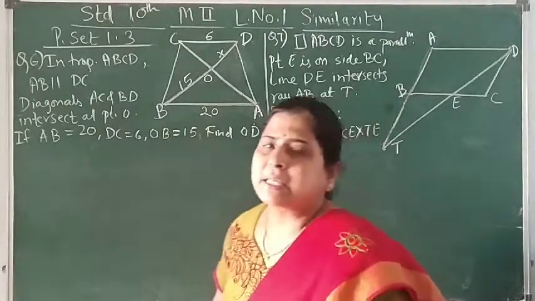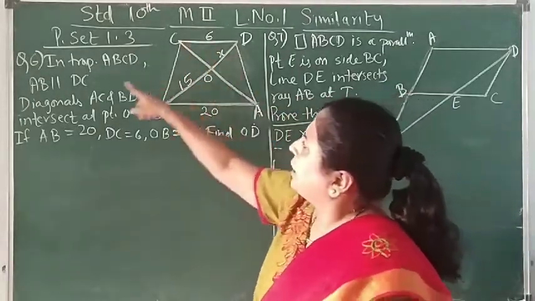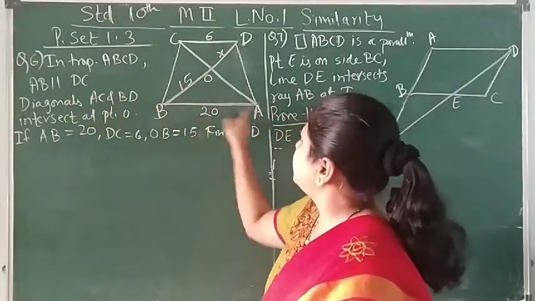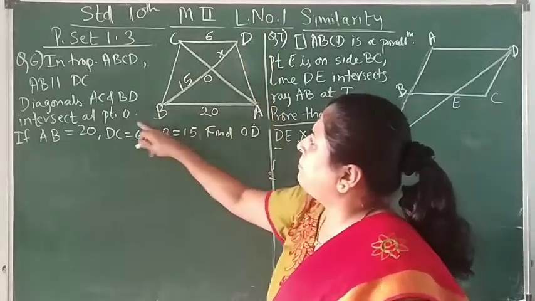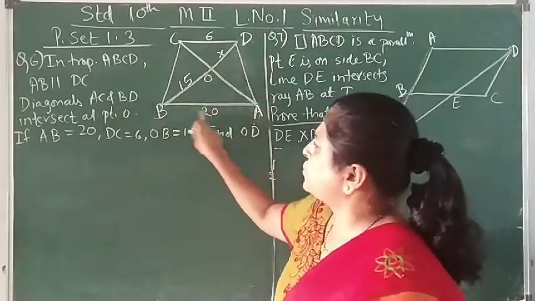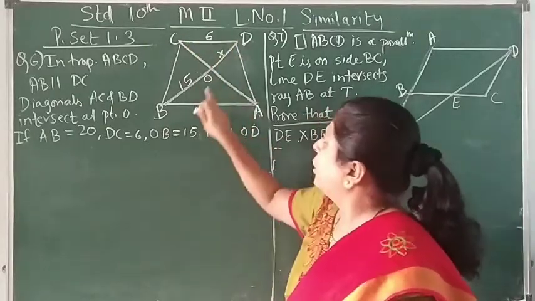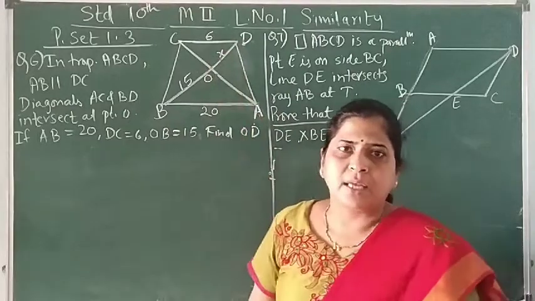Now in question number 6, it is given that in trapezium ABCD, AB is parallel to DC. So this is AB which is parallel to DC. Diagonals AC and BD intersect at point O. If AB is 20, DC is 6, OB is 15, then we have to find OD, which is written as X.